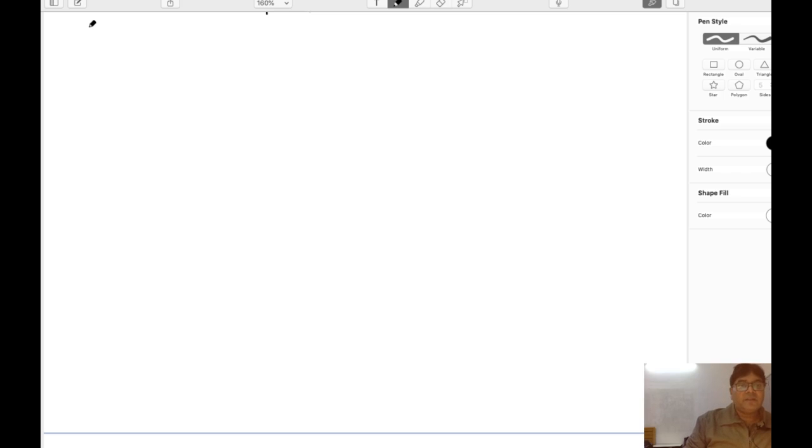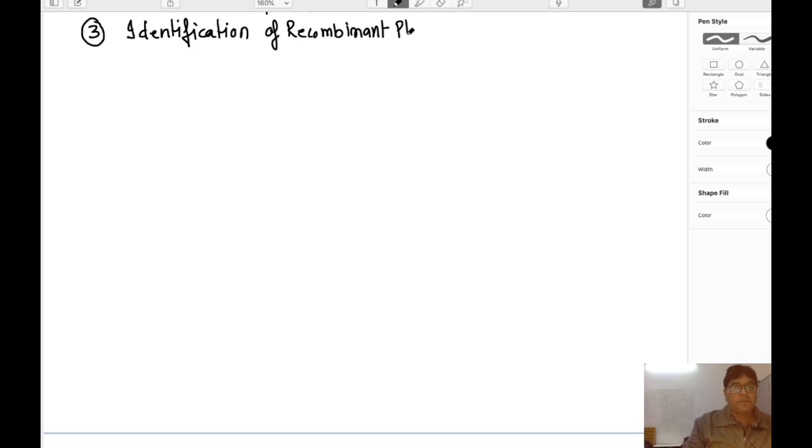Now, another method is there, that is, we are numbering it as the third method. It is selection of recombinants, or identification of recombinant phages, using SPI phenotype. Alright, so what is this SPI phenotype actually?